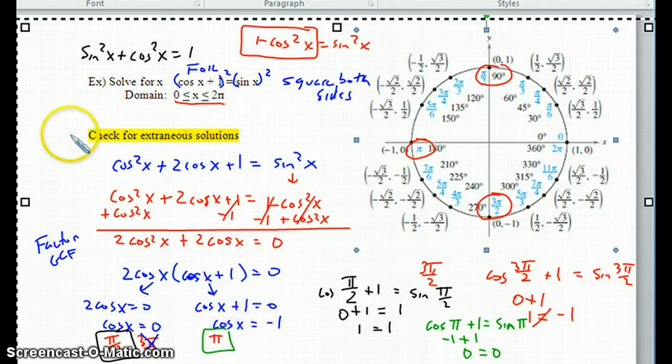So that's why it's going to be important that you check for extraneous solutions, because in this problem, we noticed that the 3 pi over 2 did not check out. You don't always have to use your calculator to get the answers, especially when it's something as easy as this one. I think this one is a lot easier to check by using the unit circle versus the calculator.